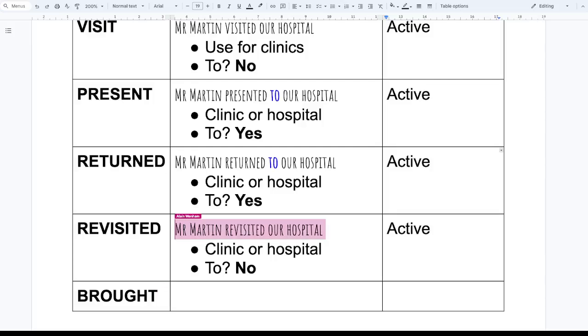Okay. Why do we use brought? Shani, why do we use brought? Rika, why do we use brought?